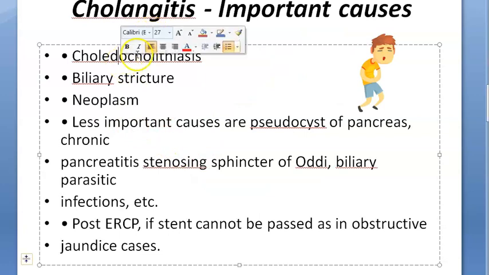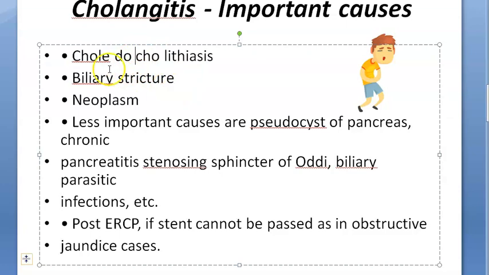Now, why does it happen? Because of choledocholithiasis. Means what? Stones of the bile duct, right? Choledocholithiasis, stones in the duct. Stones in the duct lead to what? Infection. Very good, people.